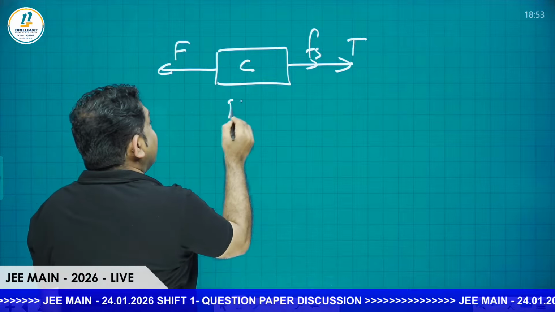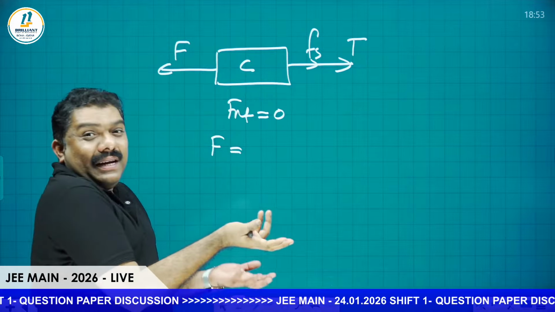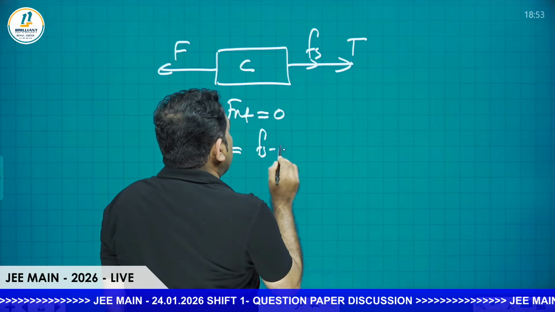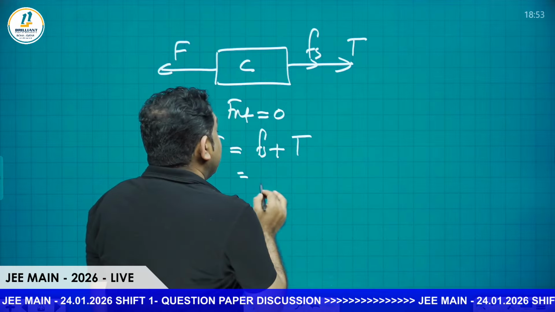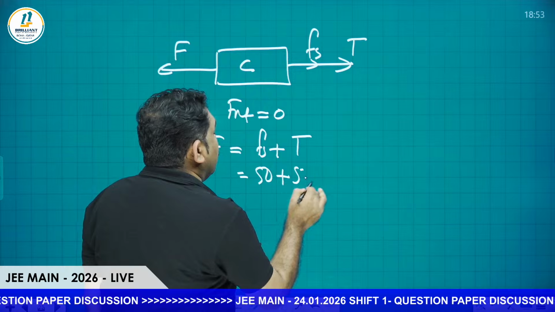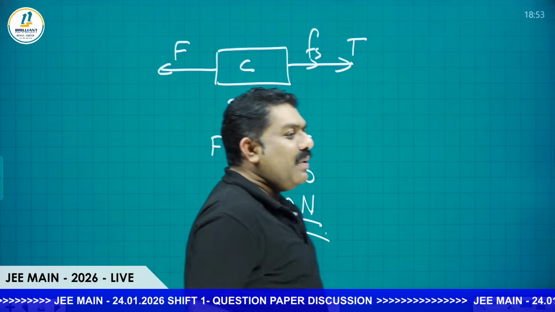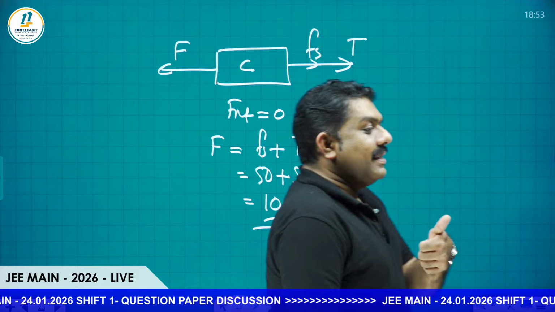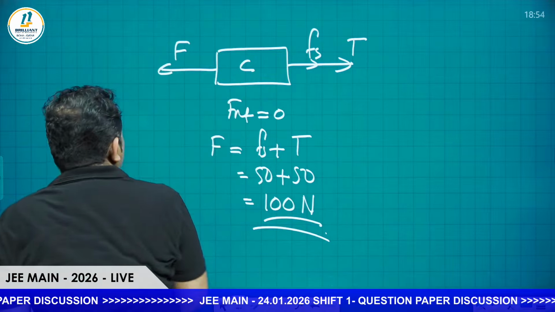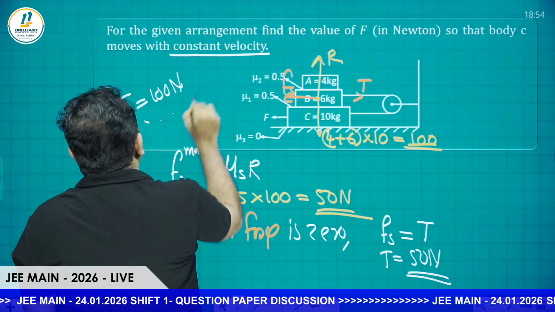Now since F net is equal to 0, the total force on the left side should be equal to the total force on the right side. So that is Fs plus T. What is Fs? Fs is 50, you calculated. And what is T? T is also 50, you calculated. So that is equal to 100 Newton. So in this question, the force F is equal to 100 Newton.